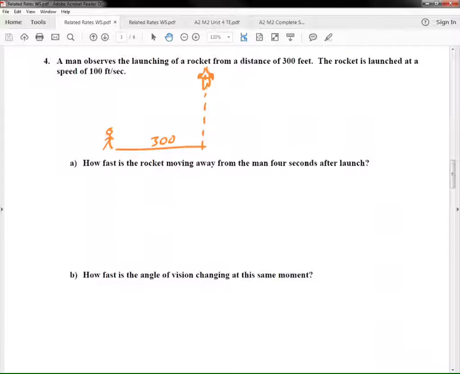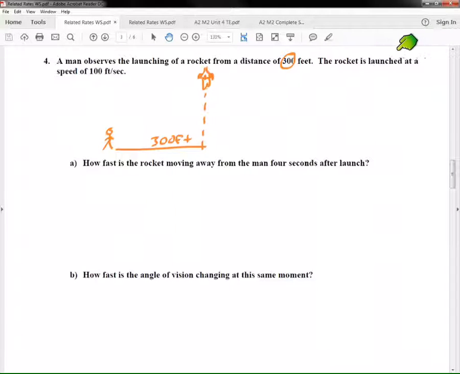300 feet away from the rocket. Okay, there it is. Now, if you guys are having a hard time understanding what these problems say, don't forget what I talked about. Identify the numbers by circling them and underline math words.